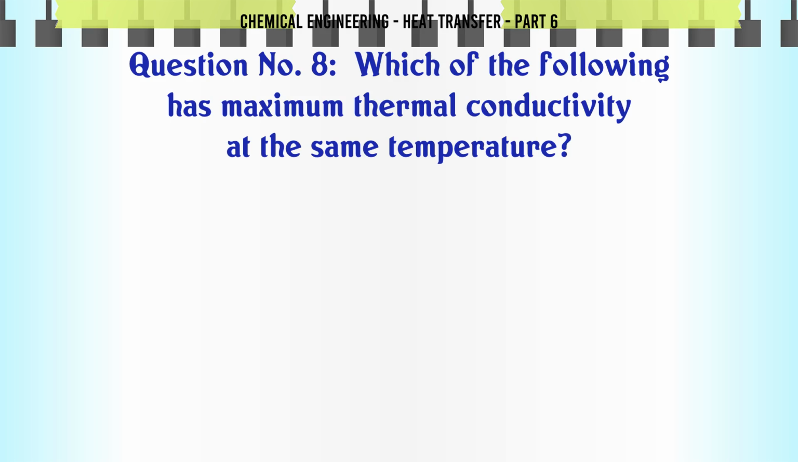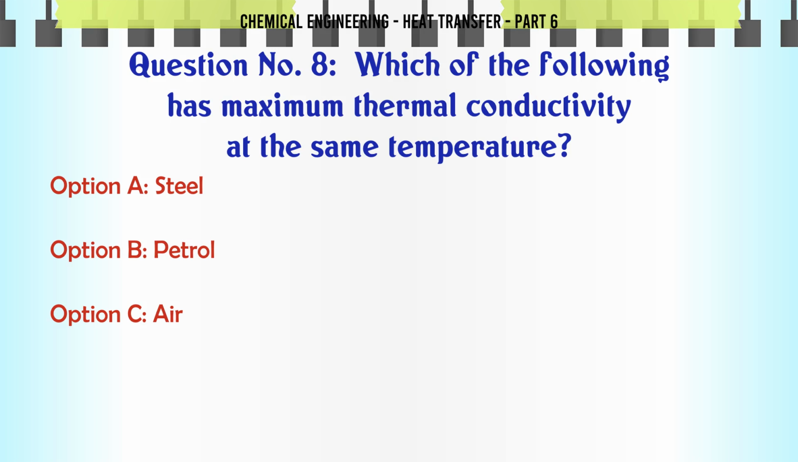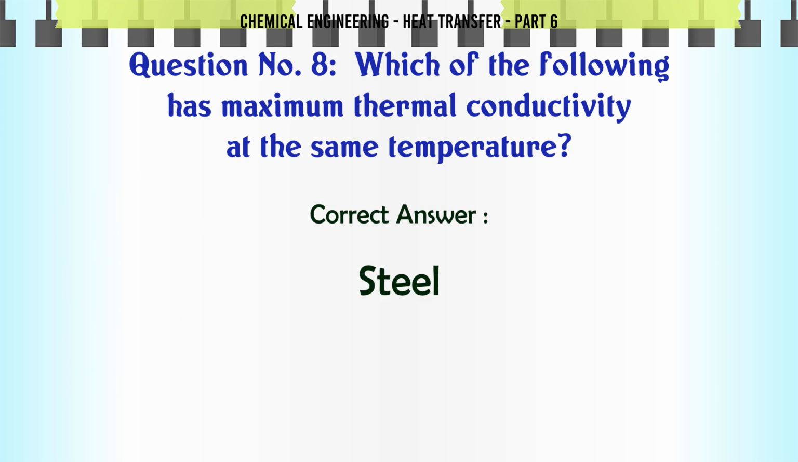Which of the following has maximum thermal conductivity at the same temperature? A. Steel. B. Petrol. C. Air. D. All have the same conductivity. The correct answer is steel.